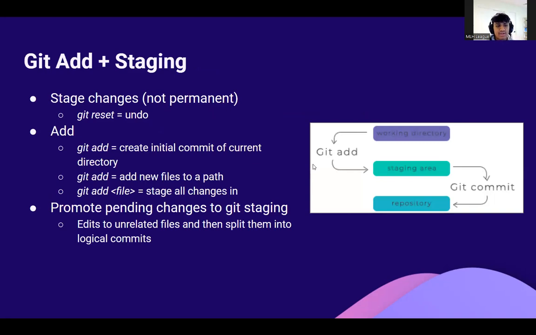So now we're gonna go over git add plus staging. Staging changes are not permanent. However, they do move. I think of it as a hierarchy. So there's changes, and then you stage those changes, and after staging them, you commit them. And then adding essentially creates an initial commit of the current directory, and it just adds all the new files to the path, and then you can stage those added files. And then promote pending changes to Git staging, which essentially edits the unrelated files and then splits them into logical commits.